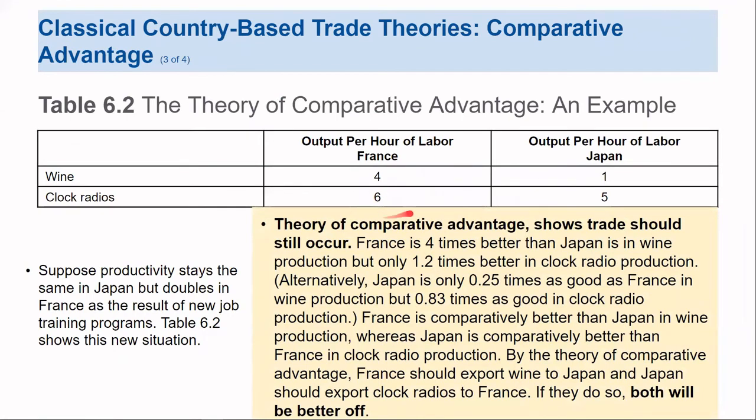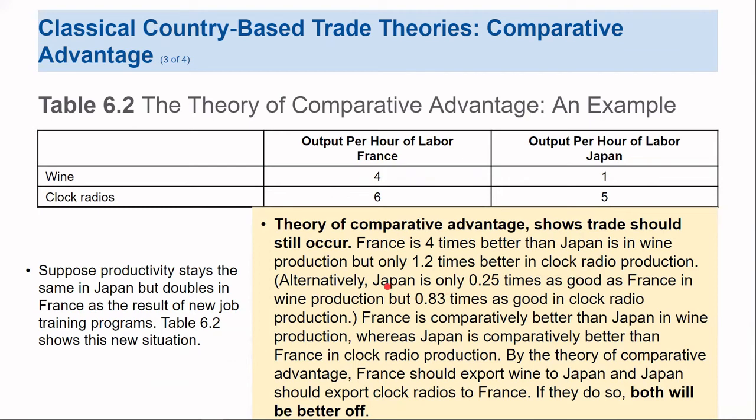Suppose productivity stays the same in Japan but doubles in France as a result of new job training programs. So what will happen? Based on the theory of comparative advantage, trade should still occur. France is 4 times better than Japan in terms of wine production, but only 1.2 times better in clock radio production.